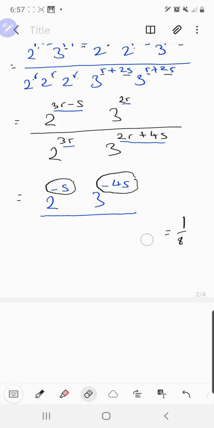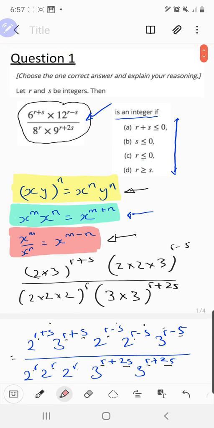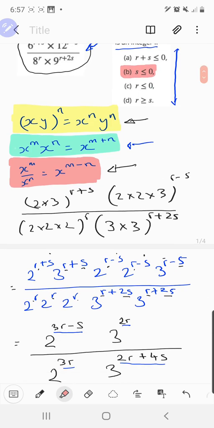Okay, so we need the powers to be positive, and so we need minus 4s to be greater than or equal to 0, and therefore, if that is to be true, then s must be less than or equal to 0. And that, hopefully, is one of the solutions, and there it is. Yeah, so the answer is B.